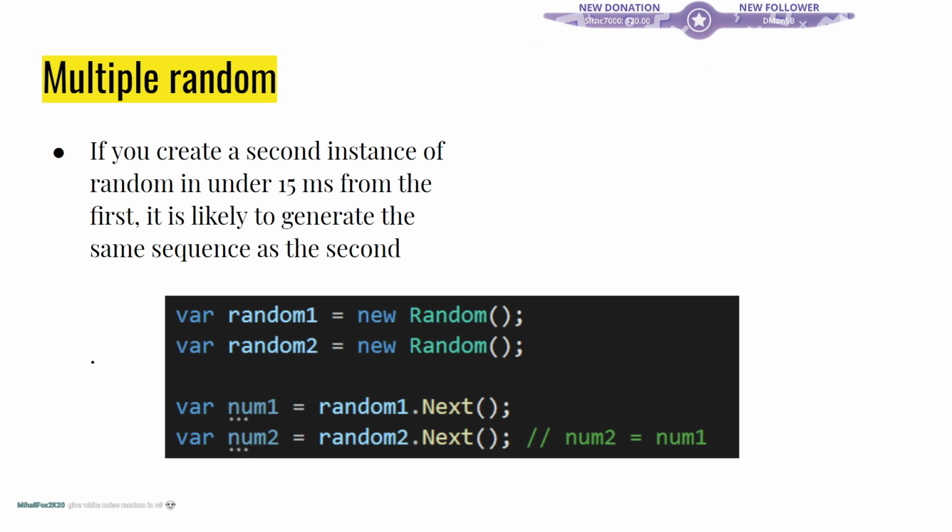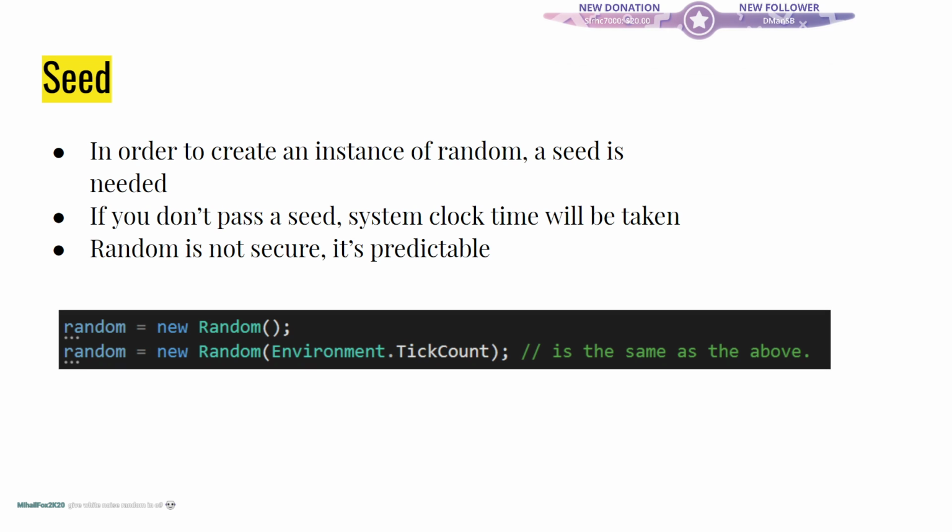And so, if we go back, when you create an instance of random, you actually pass an environment tick count. So a random seed by default is based on the system clock. And of course, clock is a variable thing. It changes, it's time. So in normal cases, just creating a new random without a seed is enough because it will give it a seed, and that seed will be enough to make it randomize numbers in some way.